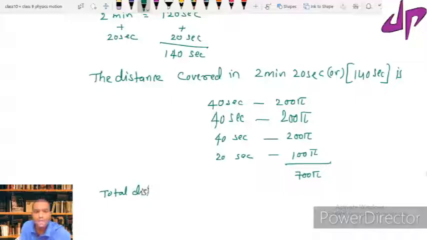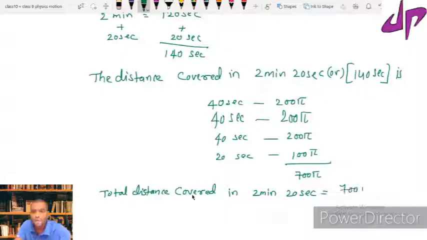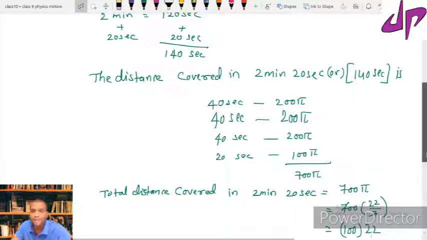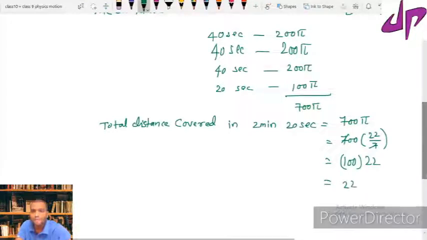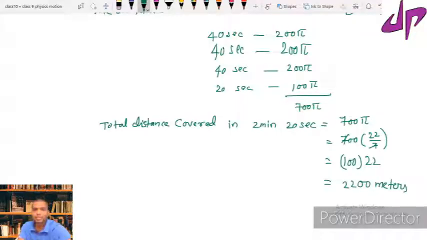Total distance covered in 2 minutes and 20 seconds equal to 700 pi. You can substitute the value of pi. 700 times pi value 22/7 is equal to, you can cut that 7, 7 one times, 100 times 22, so 2200 meters. The total distance covered in 2 minutes 20 seconds is 2200 meters.